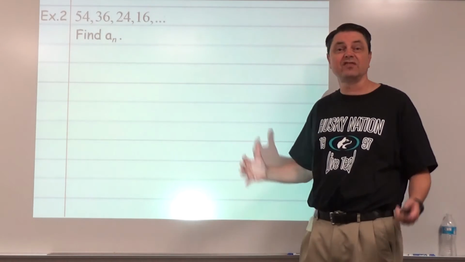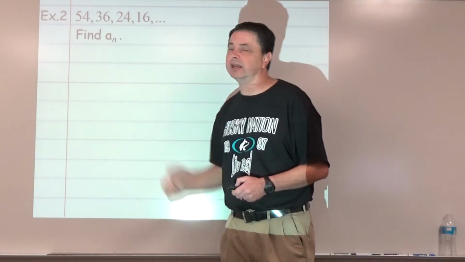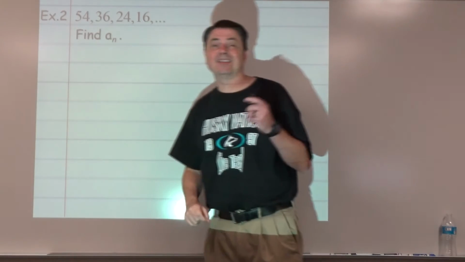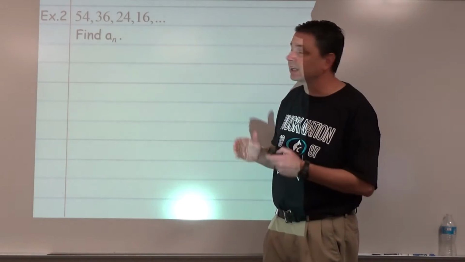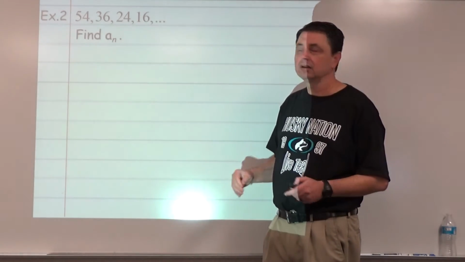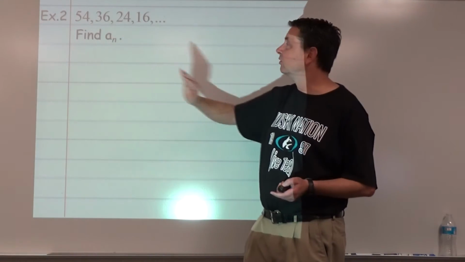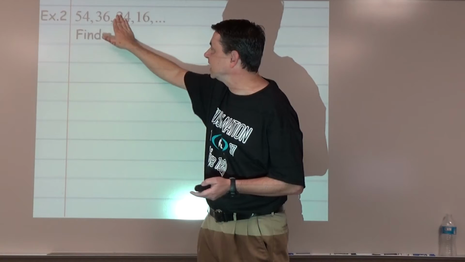Example 2, just find the generic a sub n term. What we need is first term, we know, and the common ratio, if it's geometric, it appears to be. So we're going to take any term here, divide by the one before it. So maybe 16 divided by 24.